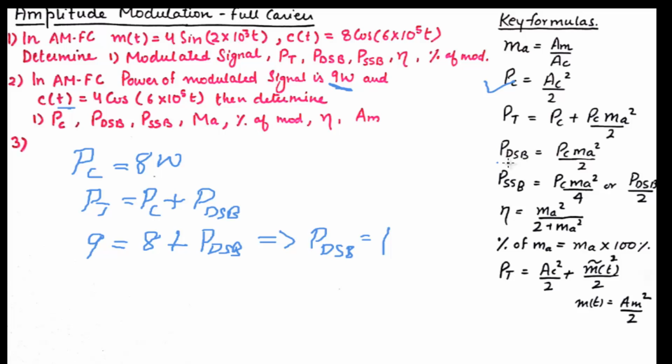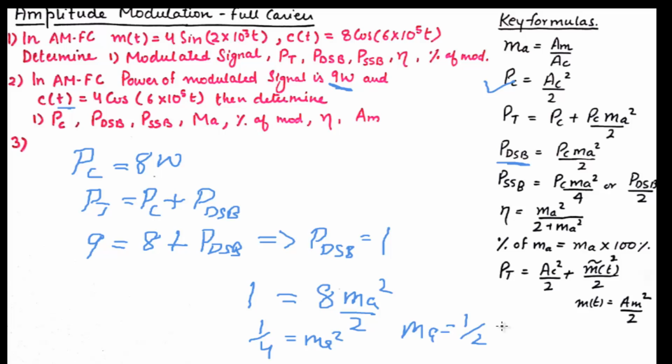Okay, now from PDSB I can find modulation index. So 1 is going to be equivalent to 8 into MA square by 2. So this is going to be 1 by 4 is equal to MA square, and modulation index again has come out to be equivalent to half. Okay, how cool is that? And that's about it. Percentage of modulation is 100 times this, so 50% will be percentage of modulation.